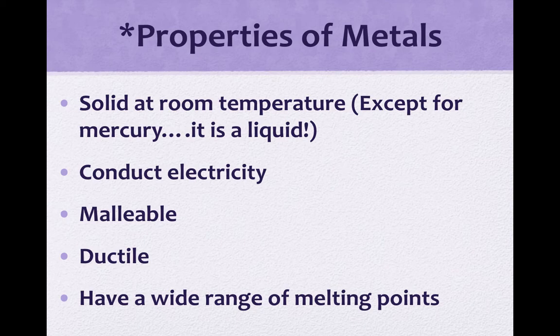Some properties of metals or metallic bonds include they are solid at room temperature. This is your gold, your silver, your zinc. The only exception to this rule is mercury. It is a liquid. It used to be in thermometers, but it no longer is because it is poisonous. Metallic bonds do conduct electricity. They are malleable and ductile, and they have a very wide range of melting points. So these metallic bonds typically occur in the middle of the periodic table, those transition metals, which is why they have such a wide range of melting points, because there's such a wide range of elements.